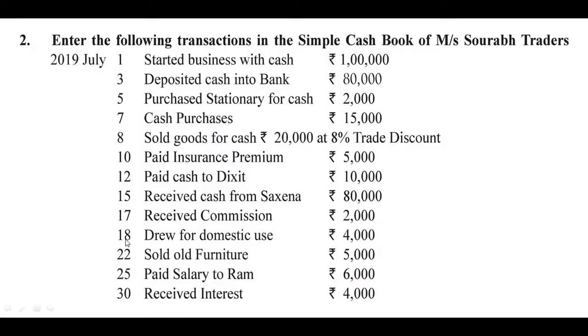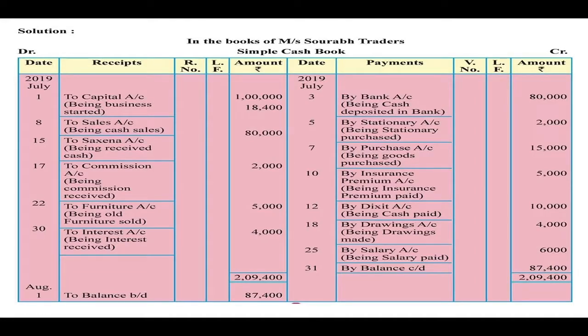Then 18th July, due for domestic use rupees 4,000. Domestic use means personal use. So this cash is taken by the businessman for his personal use. Whenever it is for personal use, it is called drawings. Here cash goes out of the business, therefore this transaction will be recorded on the credit side, that is 18th July by drawings account 4,000.